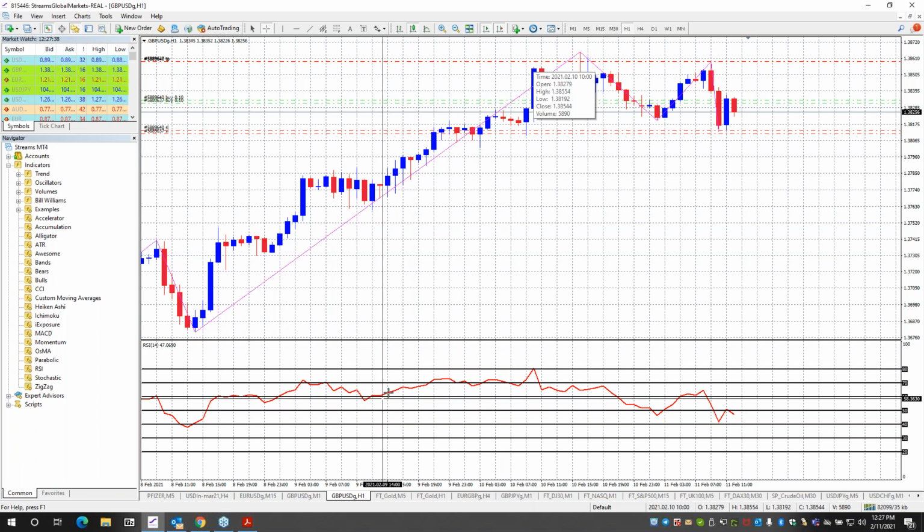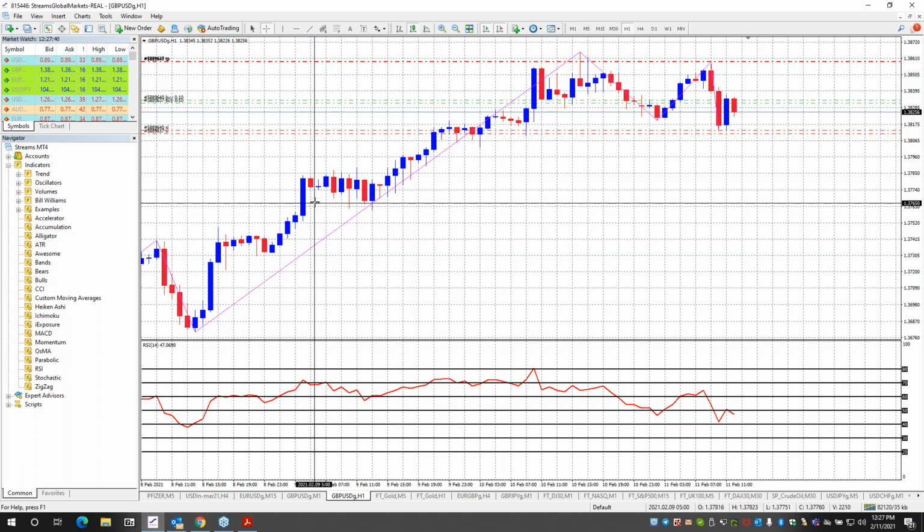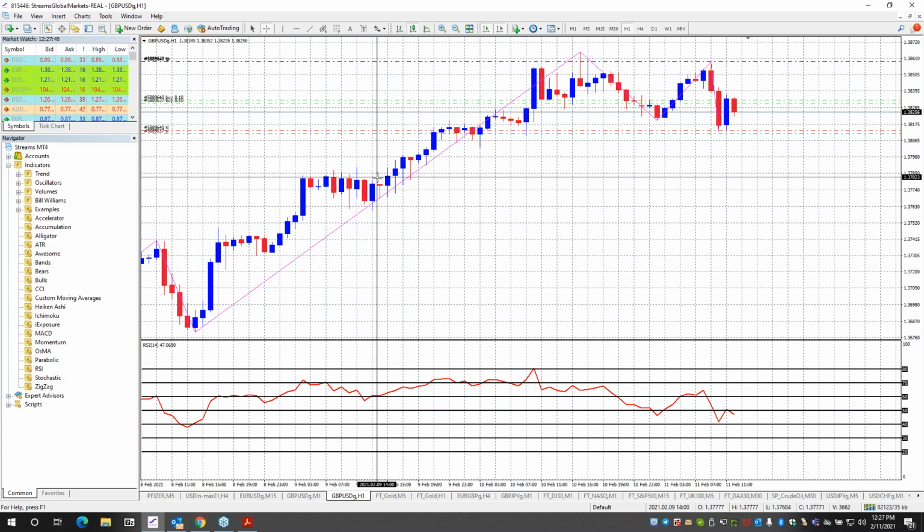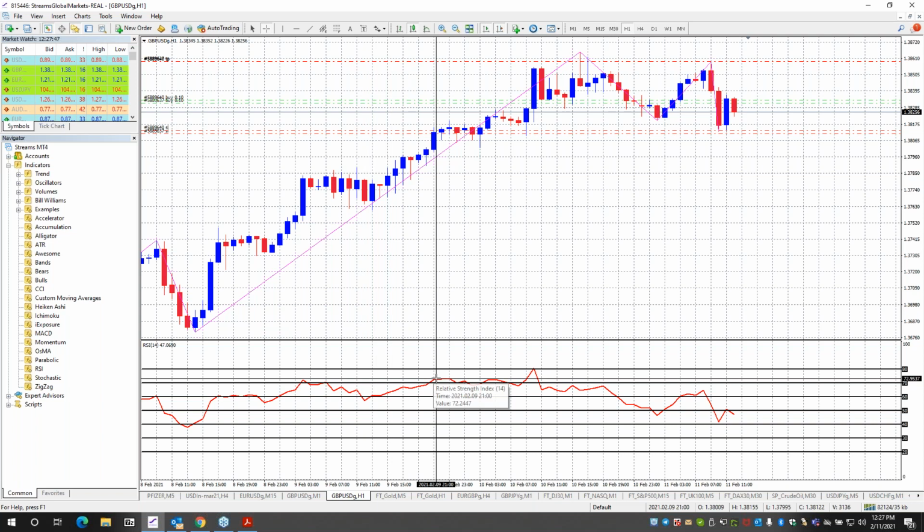RSI is increasing because there are more bullish candlesticks. Because there are more bullish candlesticks, you can see from here to here, this RSI moving upwards very nicely, all the way to the levels of 70 and above. 70 and above, remember guys, is an overbought scenario. Should be looking for some kind of a sell position rather than a buy.